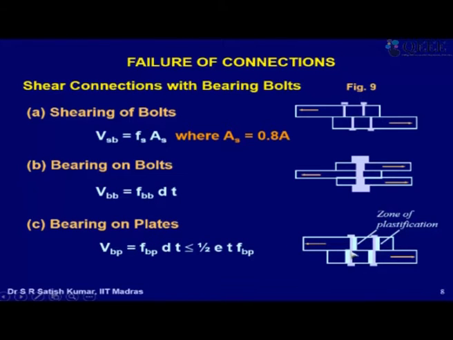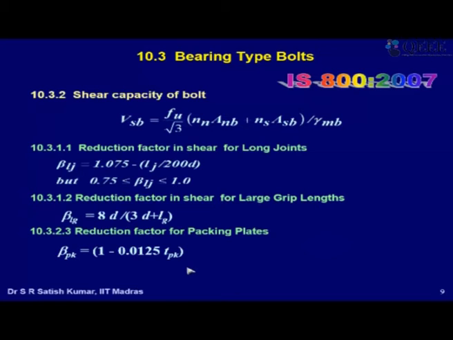And the bearing on the plate is also similar. Basically, we take the Fu of the plate divided by gamma m1 and then multiply by dt, which will give me the bearing on the plate. Now, if the plate end distance is less, then again it facilitates bearing. So the code says there should be a minimum end distance such that this value will come greater than this. But if you provide less than that, then you may have to reduce the bearing strength. Okay, so that's basically the conceptual calculation.